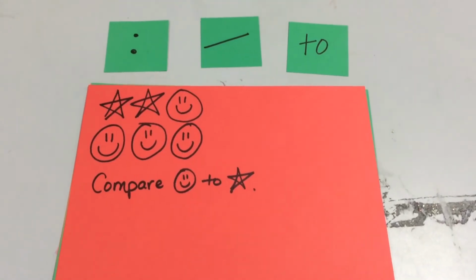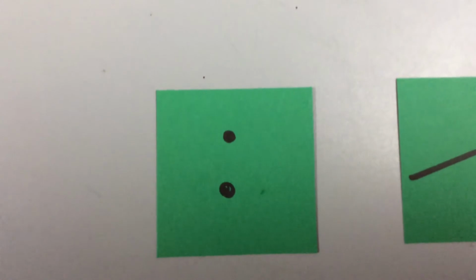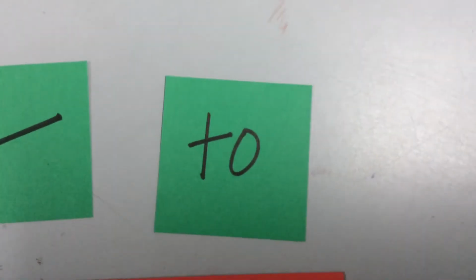A ratio says how much there is of one thing compared to another. We'll use these three things to write a ratio. The first one is a colon. The next one is a fraction. And the next one is the word to.